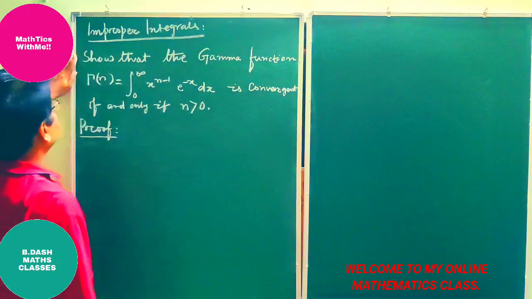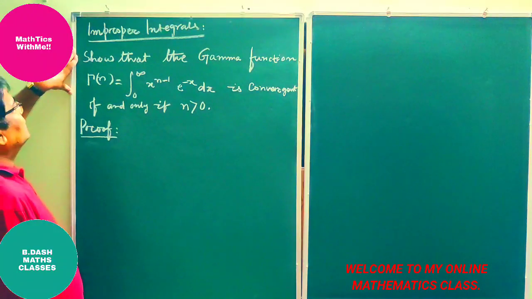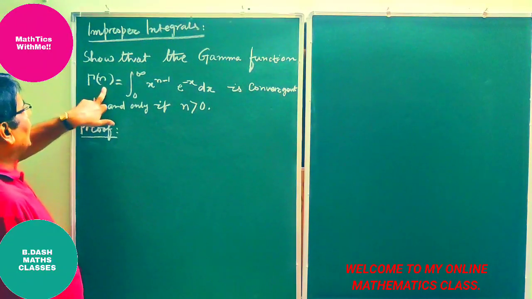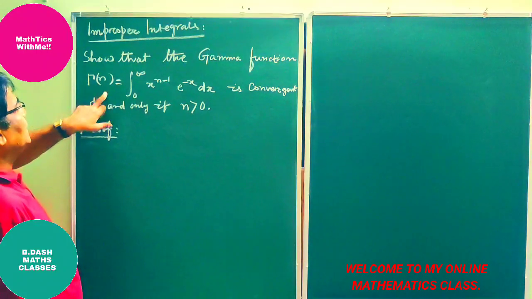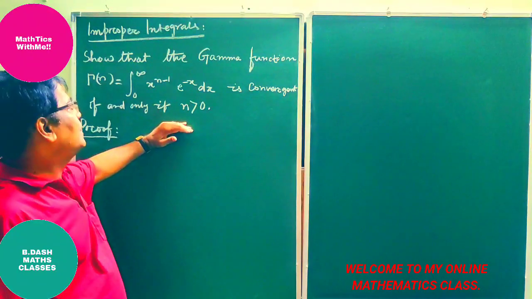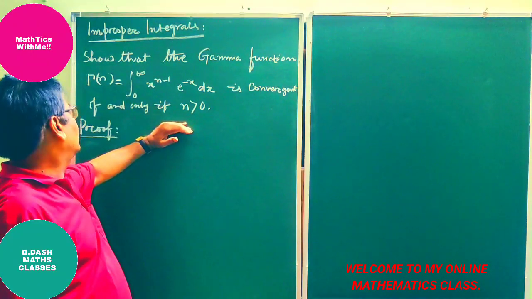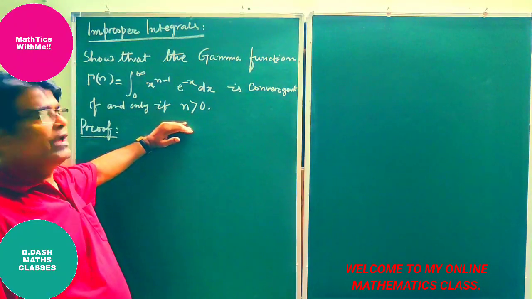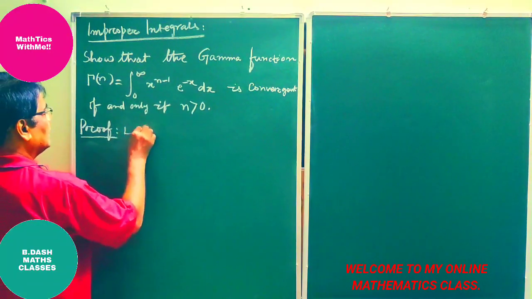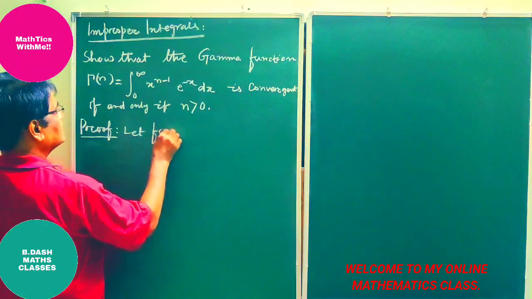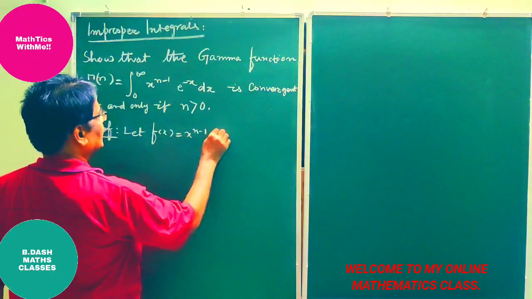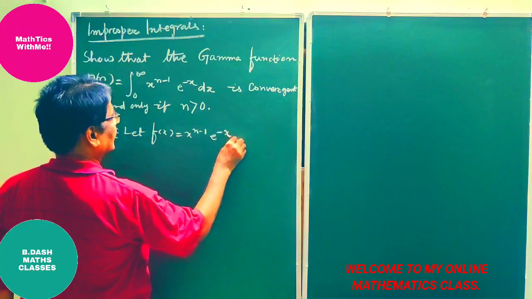Now the first question is, show that the gamma function gamma of n is equal to the integral from 0 to infinity of x to the power n minus 1 e to the power minus x dx is convergent if and only if n greater than 0. So in order to prove this, let f of x is equal to x to the power n minus 1 e to the power minus x.